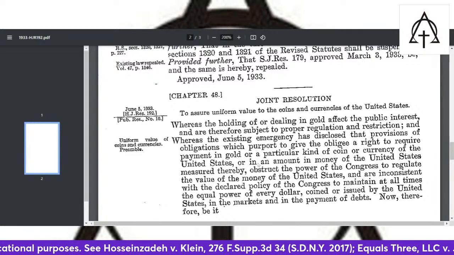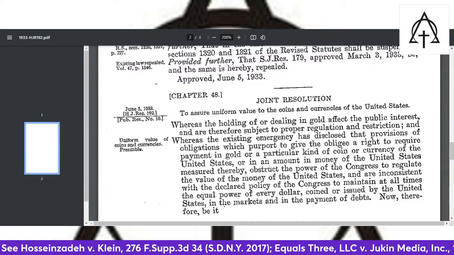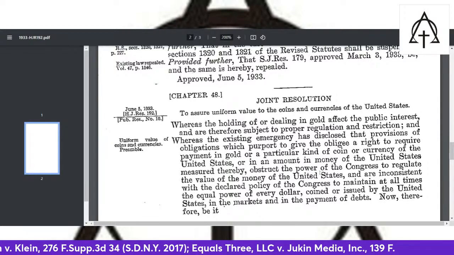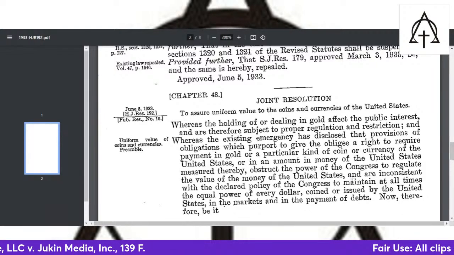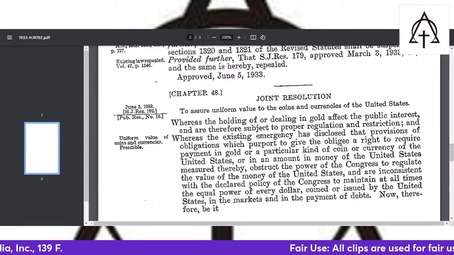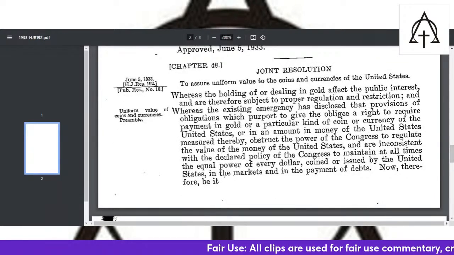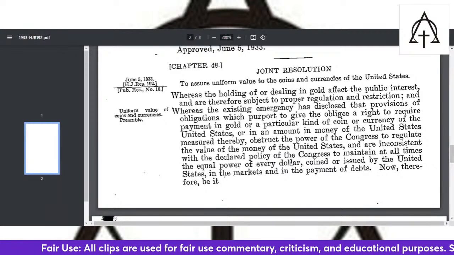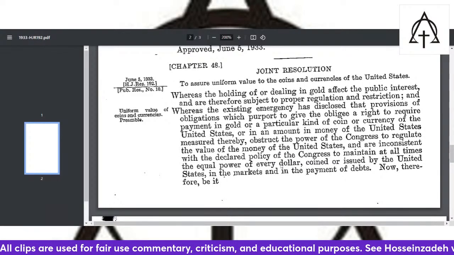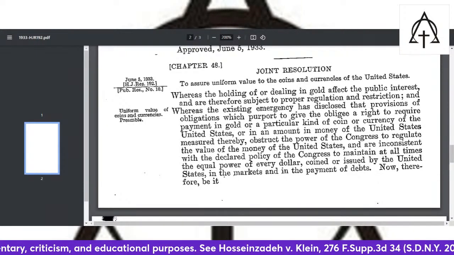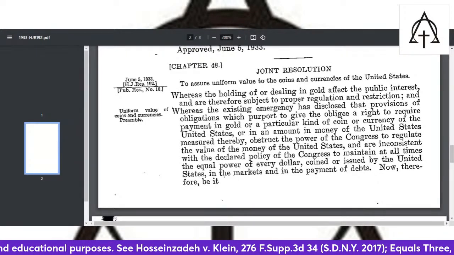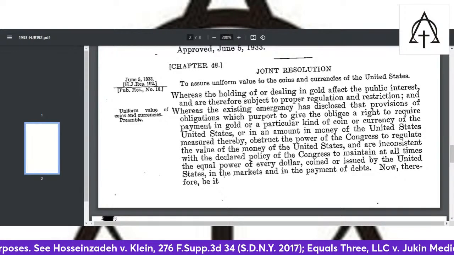In or in an amount in money of the United States measured thereby to regulate the value of the money of the United States and are inconsistent with the declared policy of the Congress to maintain at all times the equal power of every dollar coined or issued by the United States in the markets and in the payments of debts.